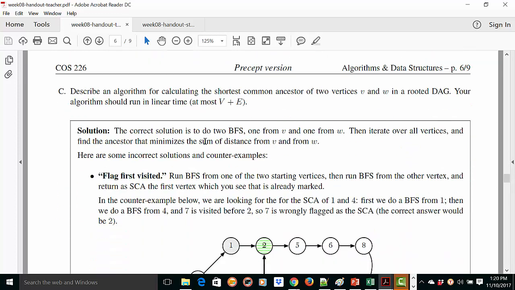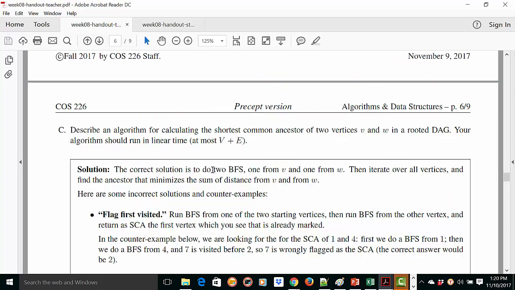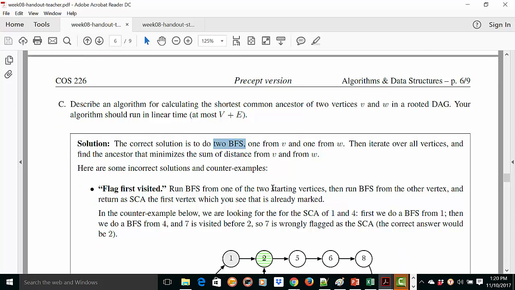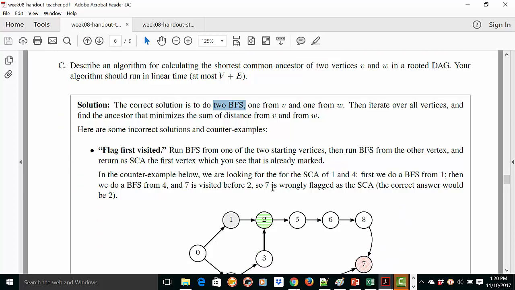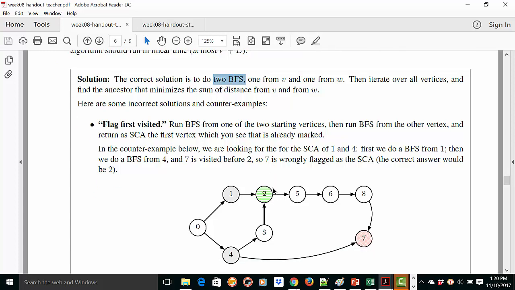Okay, there are a lot of other solutions. The correct solution must use DFBFS. You can come up with a lot of different solutions that may not work. There are other solutions you may want to think about, like for example, you can say, well, let's run BFS from one of the two starting vertices, then run the BFS from the other vertex, and return the first vertex which you see, which is already marked.